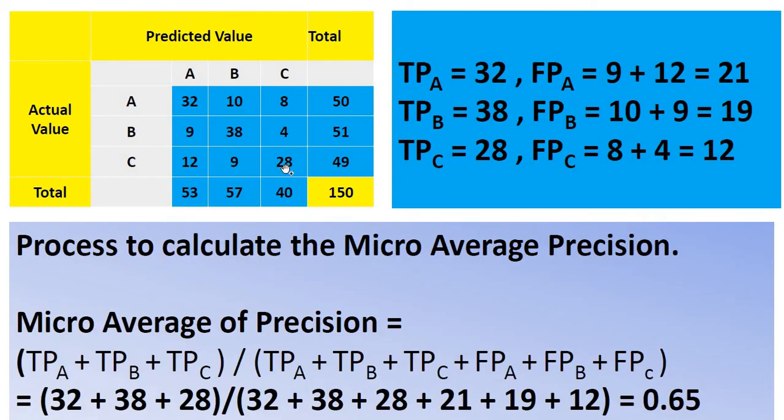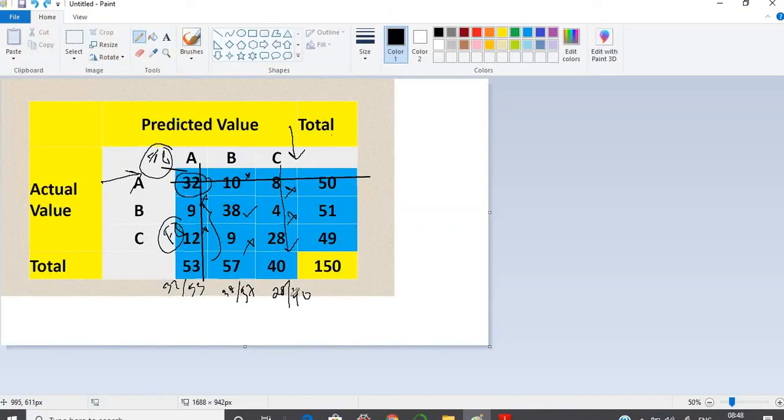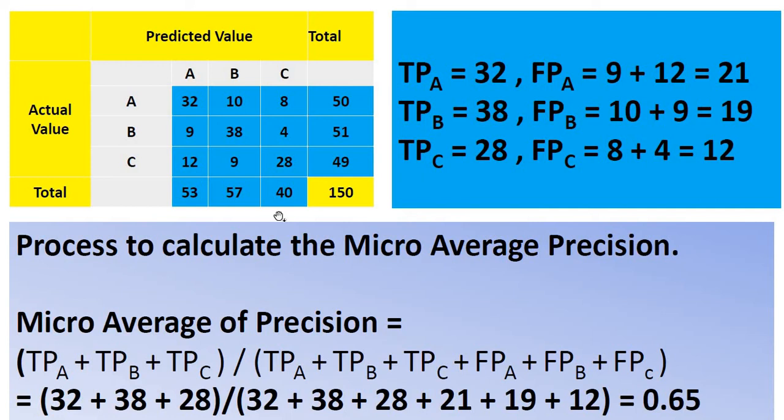Just draw a vertical and the horizontal line, the point where it intersects is your true positive, and then in the vertical line, the values where it is not intersecting are the false positives. If you take this 28, it will draw a vertical line here and the horizontal line. This 28 will be your true positive, and 8 plus 4 will be your false positive.